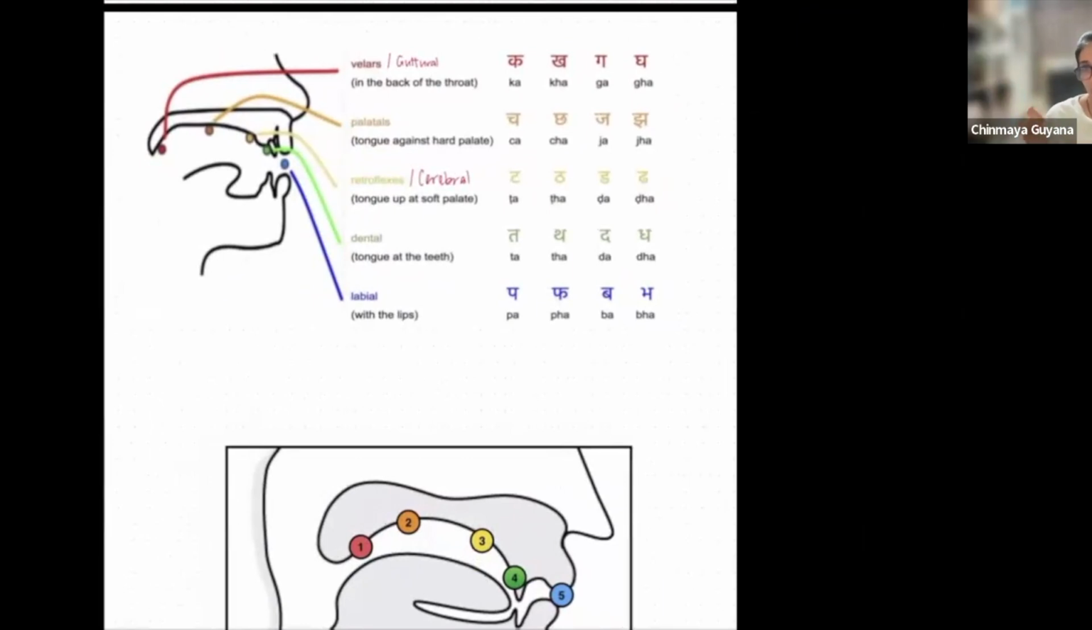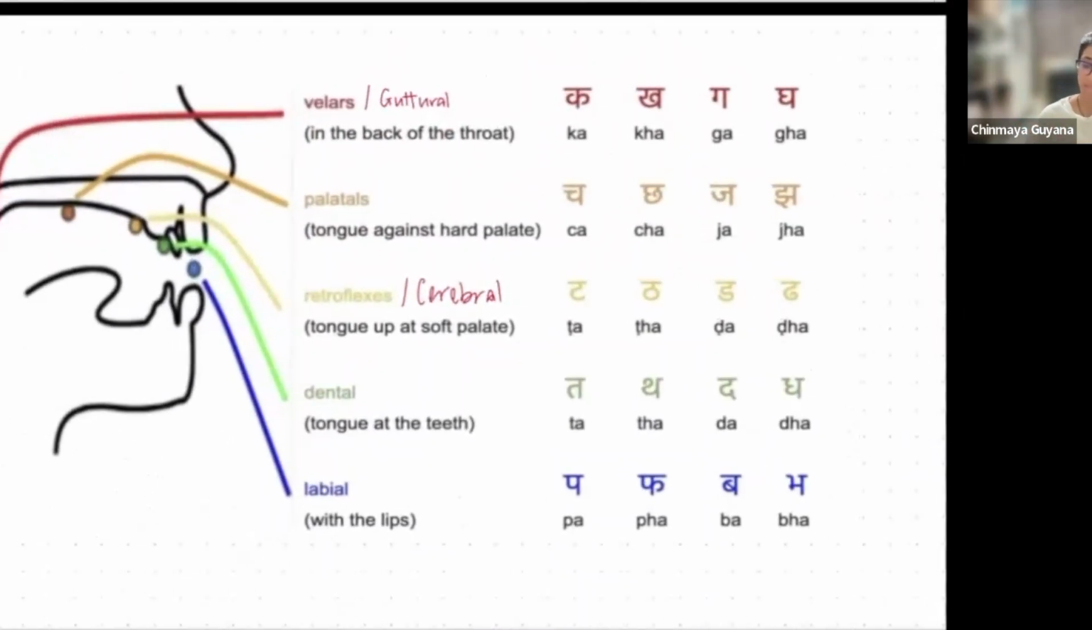I'll send this picture so you don't need to stress and write it. The ch line is called palatal. The t line is called cerebral. Some people call it retroflex. The t line is called dental. And the p line is called labial. So systematically, the sound moves through your mouth. You tell me you can find anything as cool in English.